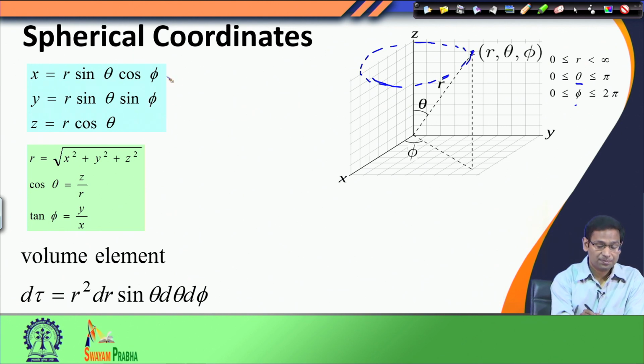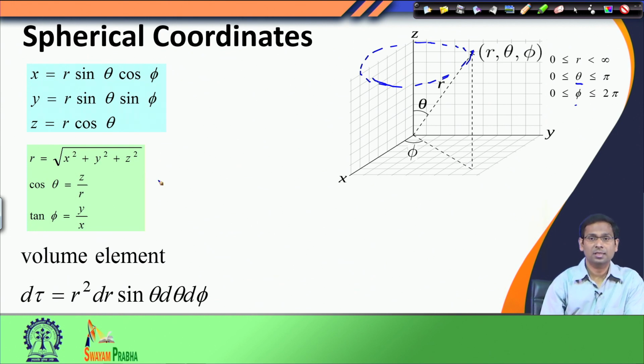Here you can see the rules to convert from Cartesian coordinates to spherical coordinates and vice versa. For example, if I know the x, y and z values, I can use this relation to get r, theta and phi, and if I know r, theta and phi, using this relation I can obtain the x, y and z coordinates. So, with these relations, we can go from one coordinate system to another.